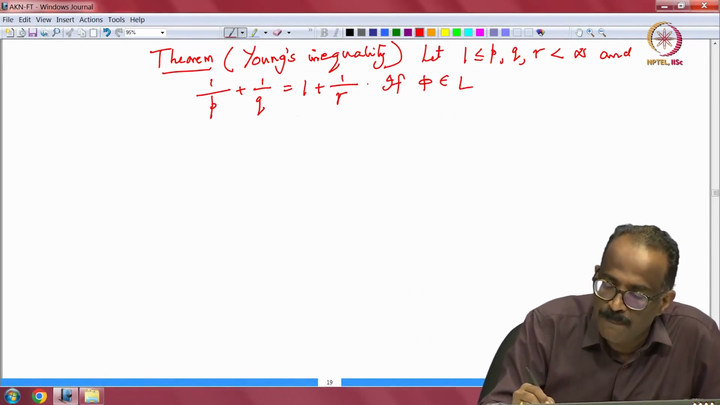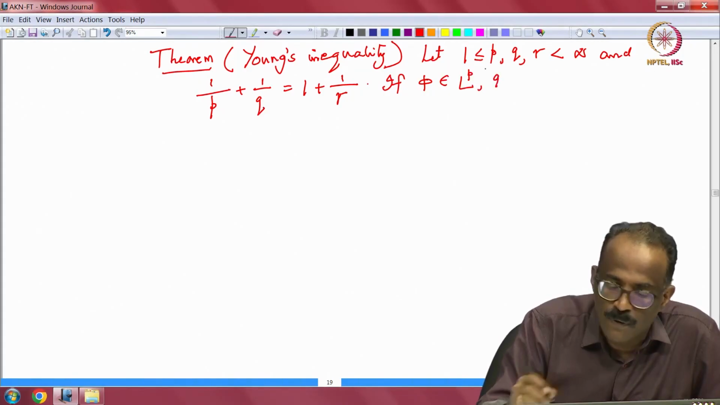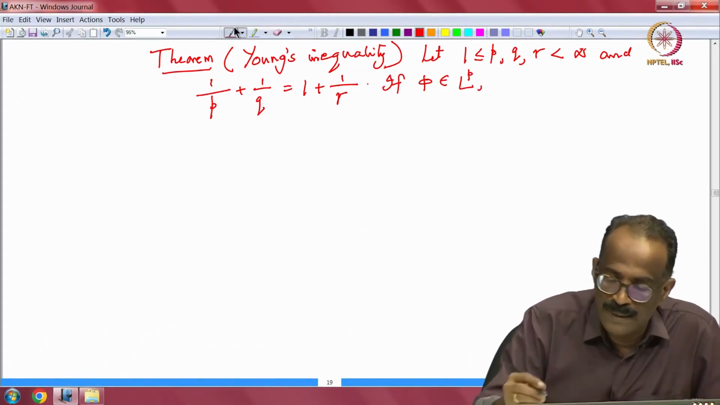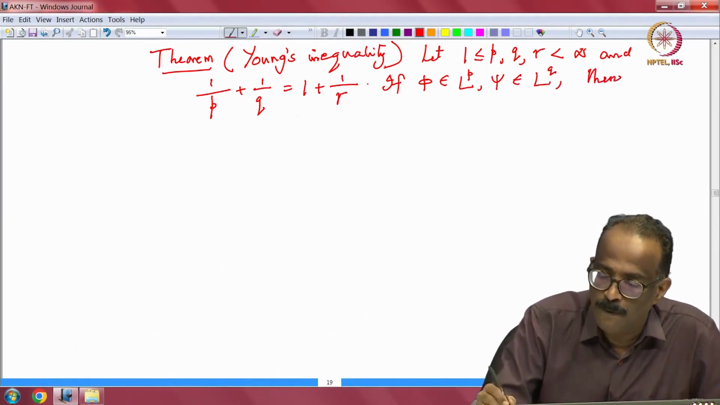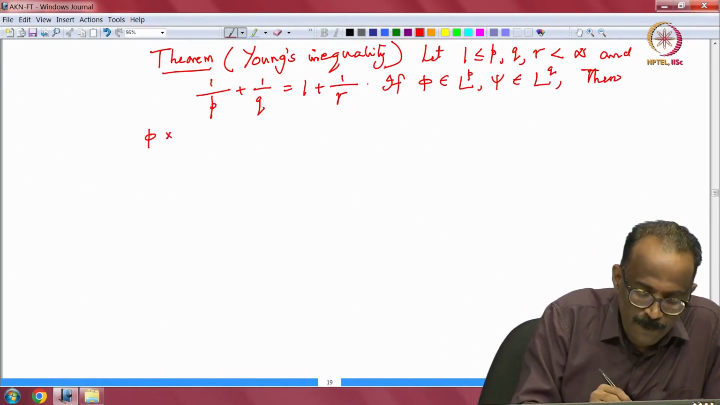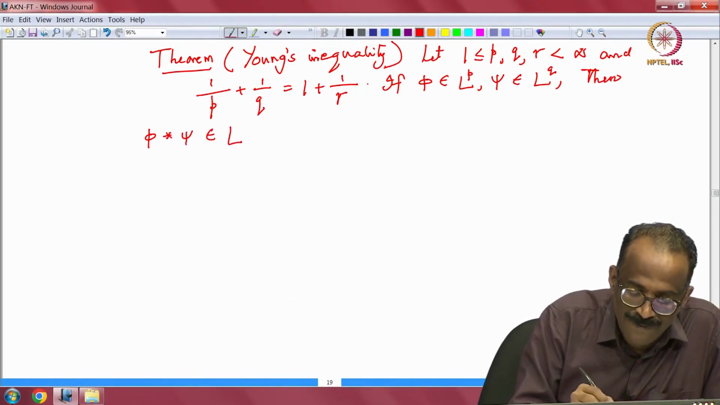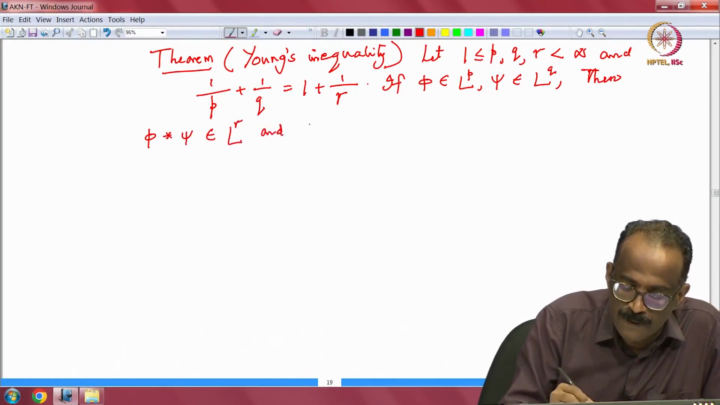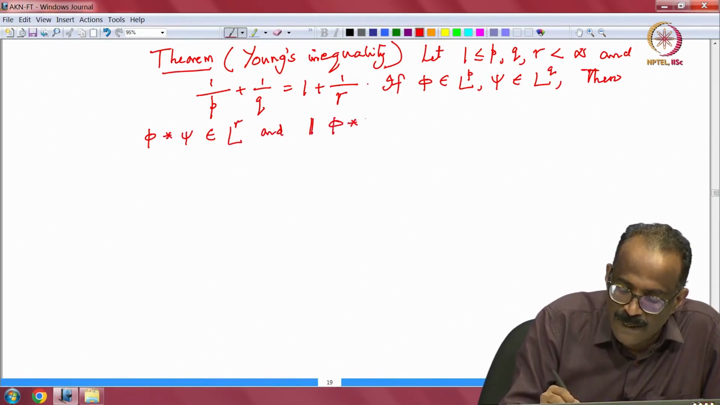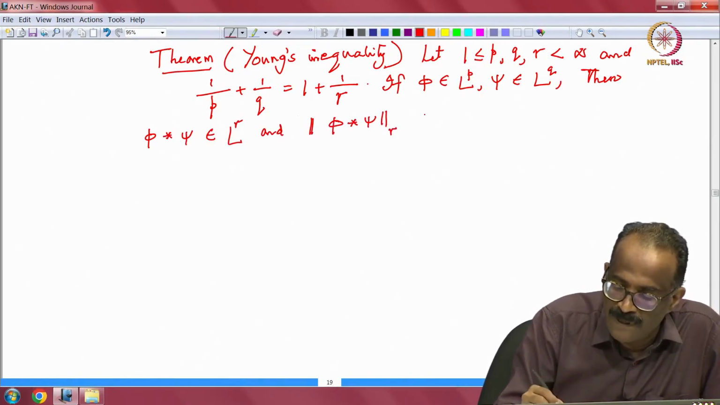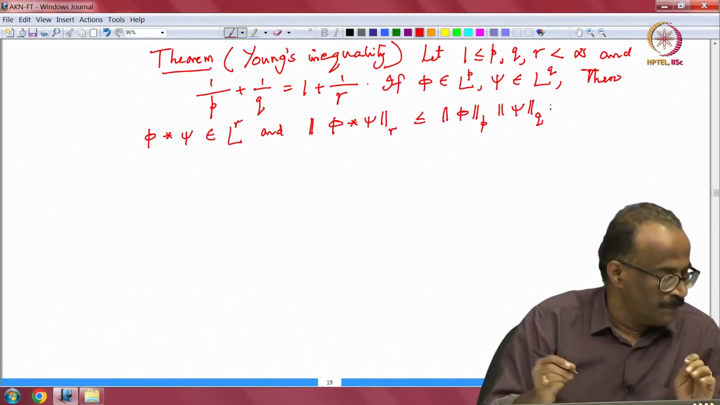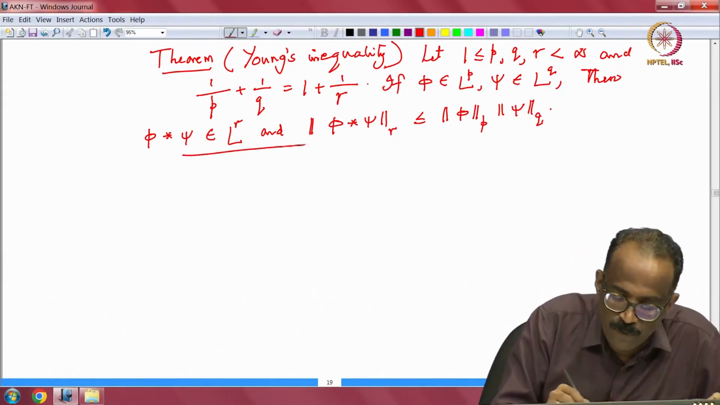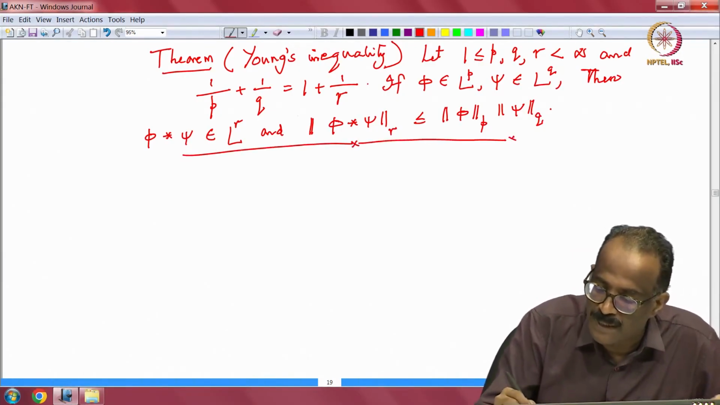If phi is in LP, psi is in LQ, then phi star of psi is in LR, and norm of phi star psi in LR is less than or equal to norm phi in LP times norm psi in LQ. Okay. So, we will skip the proof. You can refer to the books. It is nice to see the books and see the proof.